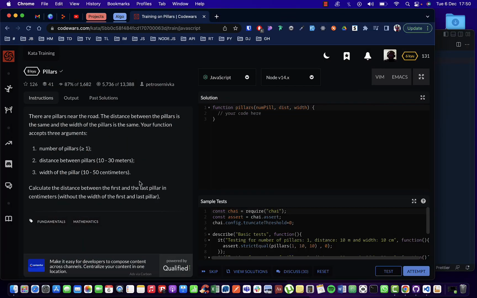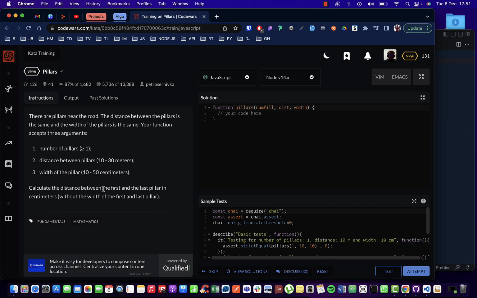Hi, so let's try and solve this challenge. It says pillars, and it says there are pillars near the road. The distance between the pillars is the same and the width of the pillars is the same. Your function accepts three arguments: 1, number of pillars, which should be greater or equal to 1; 2, distance between pillars, which is 10 to 30 meters; and 3, width of the pillar, which is 10 to 50 centimeters.